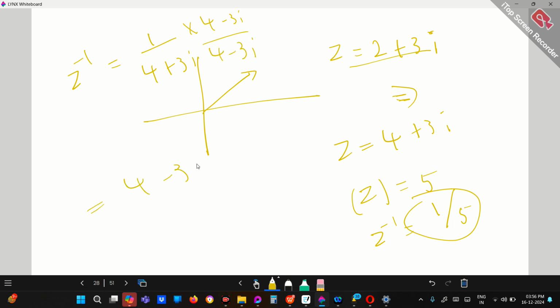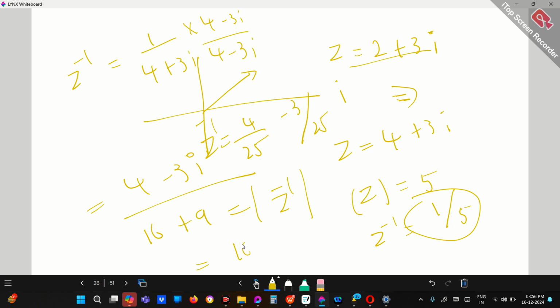Very, very cool, right? 4 minus 3i divided by 16 plus 9, which is nothing but 25. So 4 by 25 minus 3 by 25 i is the inverse. Finding the modulus: the square root of 16 plus 9 over 25 square, which is root of 1 by 25, which is nothing but 1 by 5. See how easy it is.